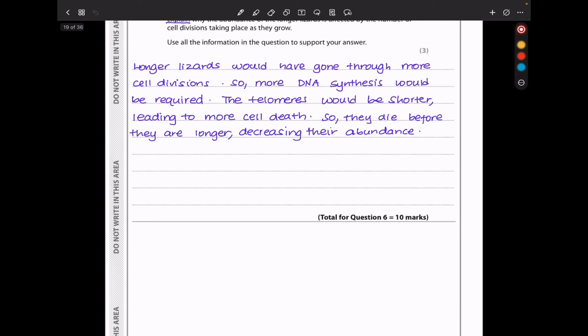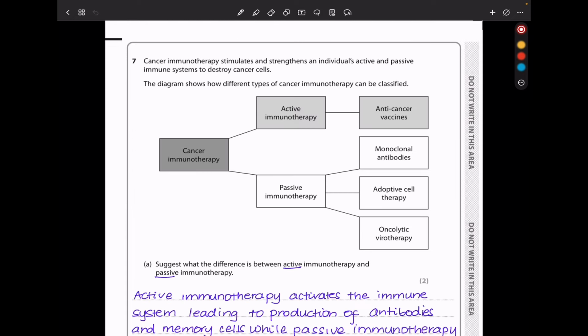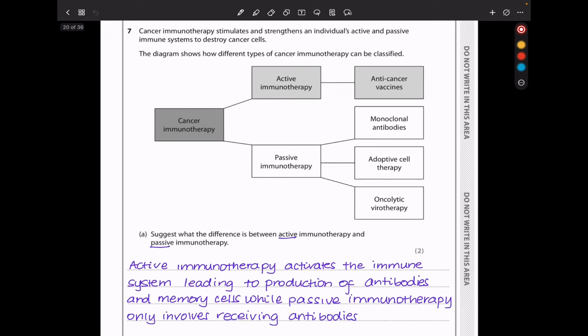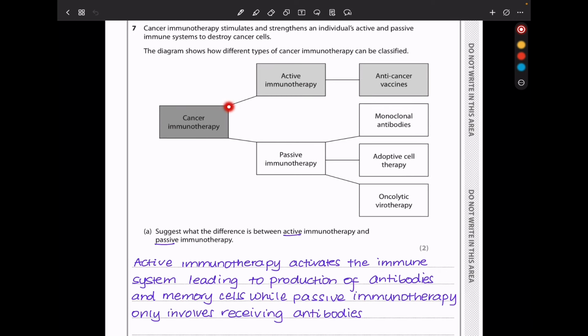So this brings us to the end of question 6. Let's continue to question 7. In question 7, cancer immunotherapy stimulates and strengthens an individual's active and passive immune systems to destroy cancer cells. The diagram shows how different types of cancer immunotherapy can be classified. So we have cancer immunotherapy, there is active immunotherapy, passive immunotherapy. The active immunotherapy involves anti-cancer vaccines, and the passive ones are monoclonal antibodies, adoptive cell therapy, and oncolytic virotherapy.